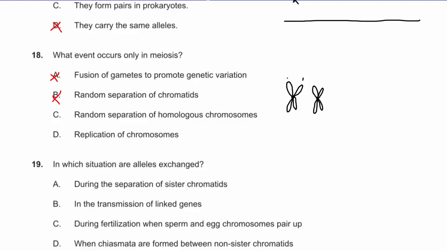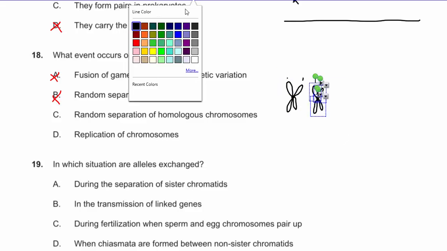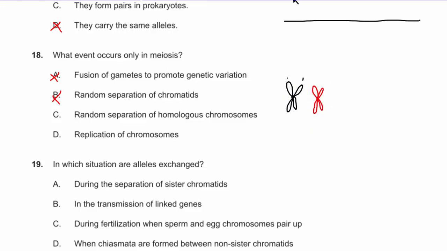Because let's color one of them. Let's color this one and say it's red. So this is from mother, this is from father. So during meiosis 1, all the homologous chromosomes are lined up, and then these two can go. This can go to one cell, and then this one to the other, or vice versa.